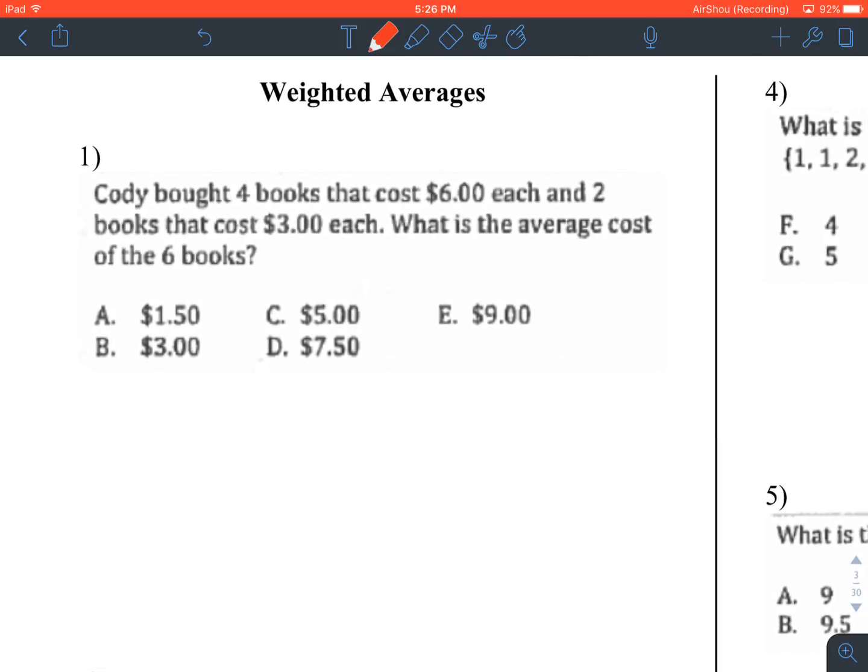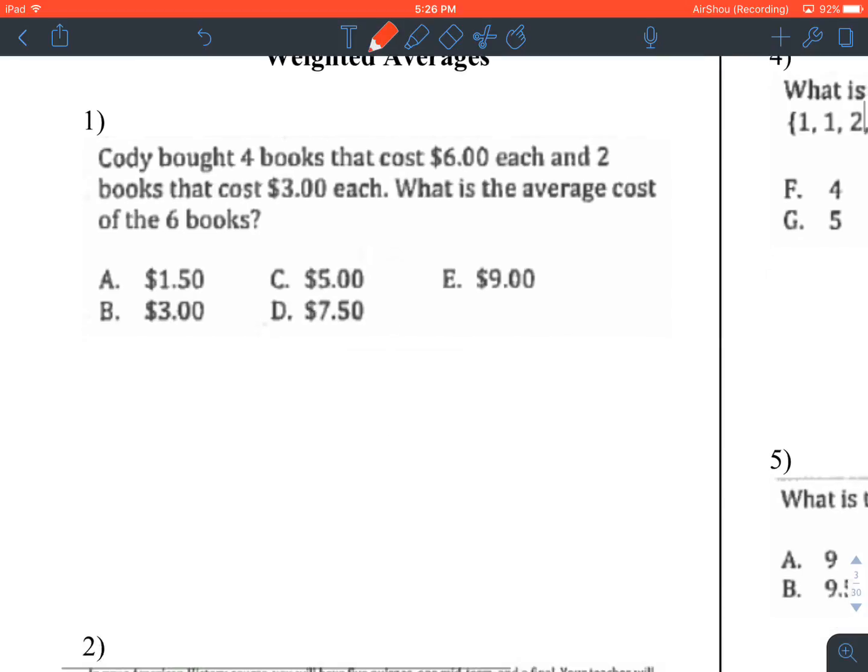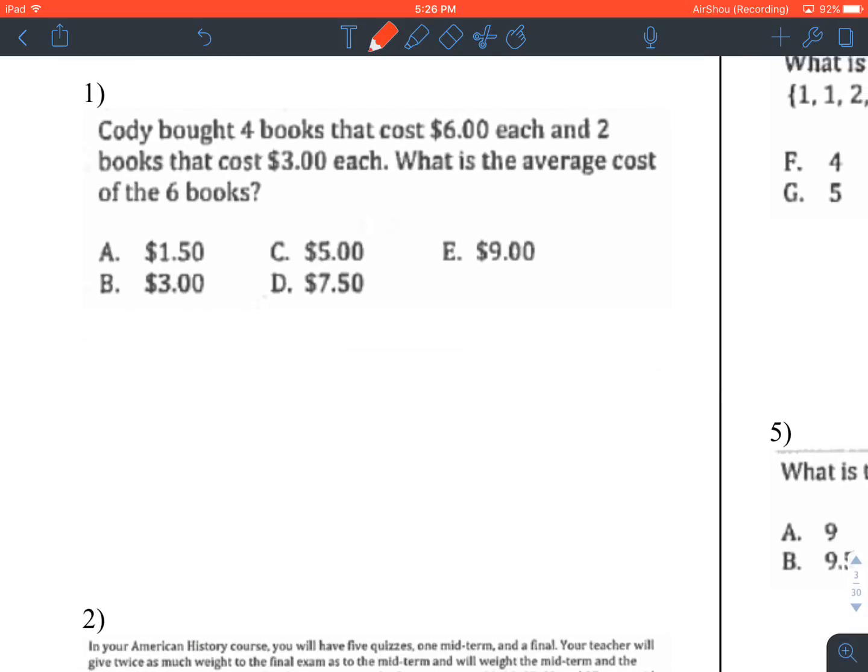Cody bought 4 books that cost $6 each and 2 books that cost $3 each. What is the average cost of the 6 books? Well, this is really asking for mean. To find the mean, you take the total divided by how many pieces of data that you have. So 4 books cost $6 each.